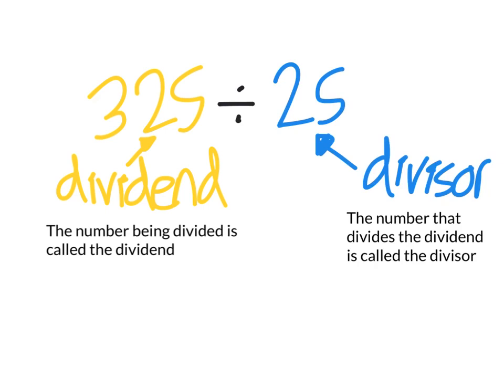Now the 325 is also known as the dividend, which is the number being divided. And the 25 is known as the divisor because it's the number that divides the dividend. Now this will be important when it comes to long division.